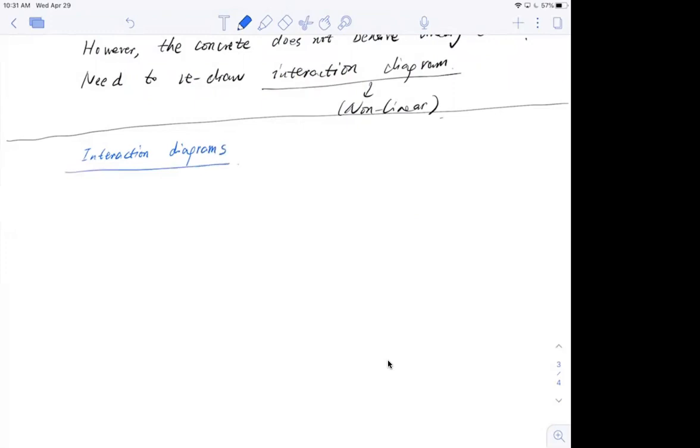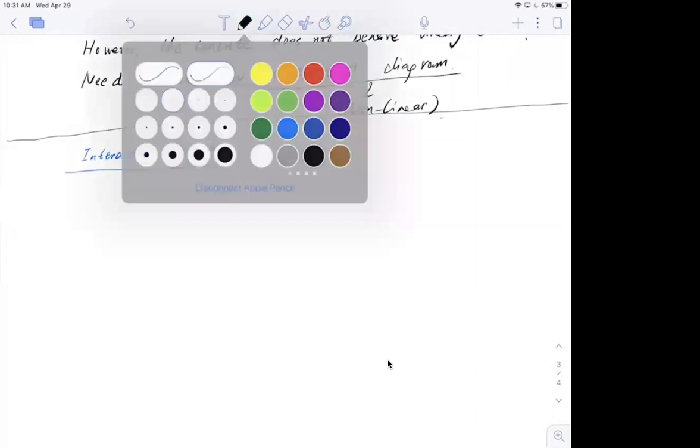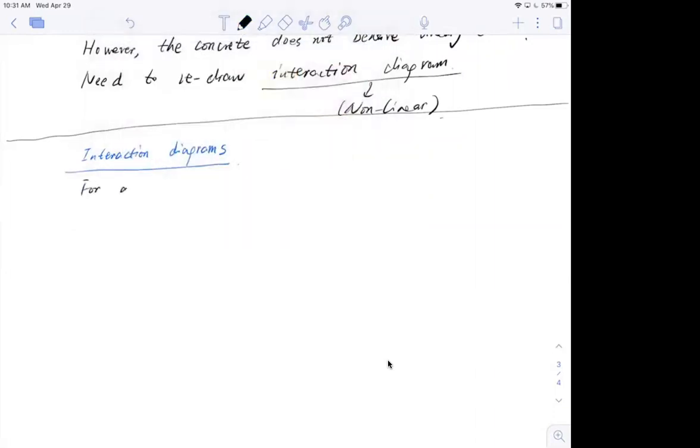Okay, and then let's do stress analysis first. So for a given column, loaded with Pn and Mn equal to Pn times e. What do you actually see?